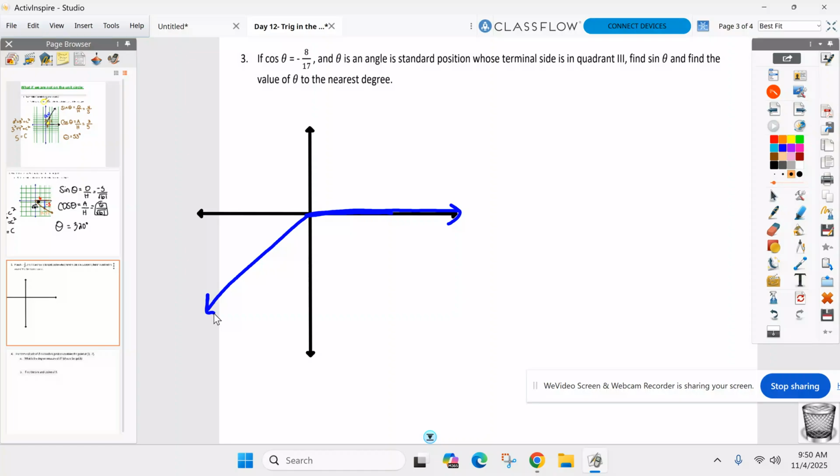I don't know what the point is. We don't have a point here. What do we know? Cosine. I'm giving you, you don't have to find it, it's -8 over 17. Need a right triangle still. Can you build one in the third quadrant?